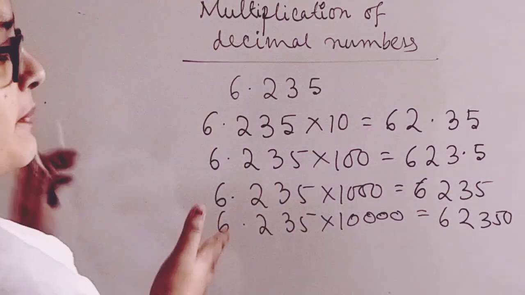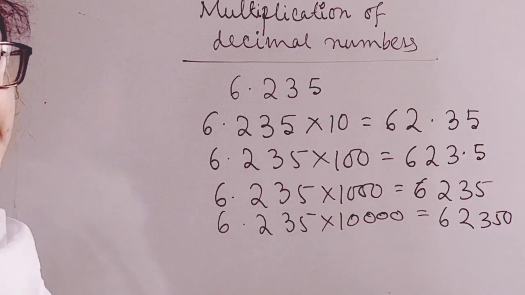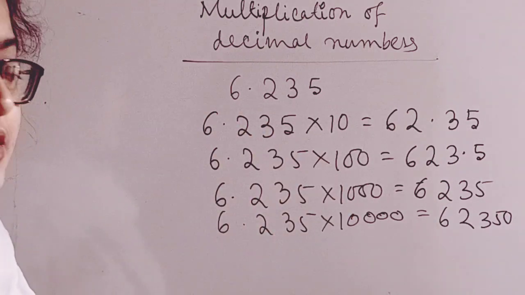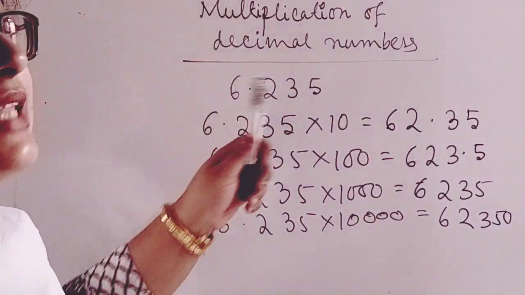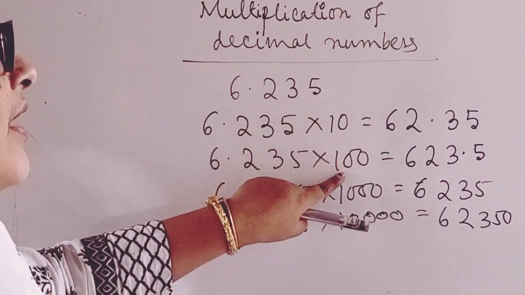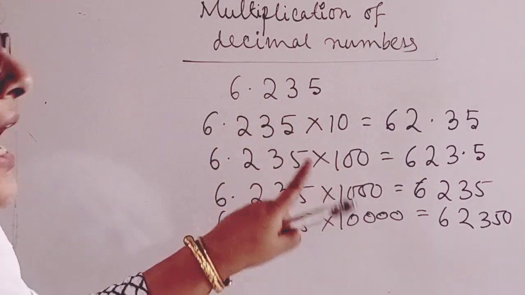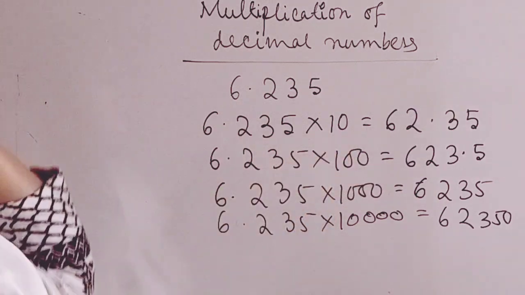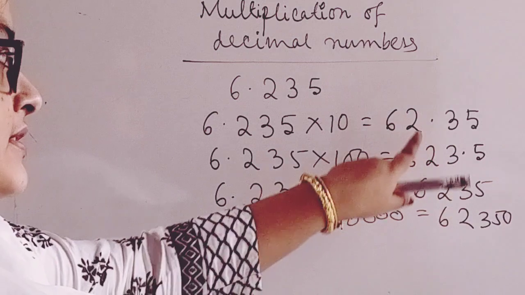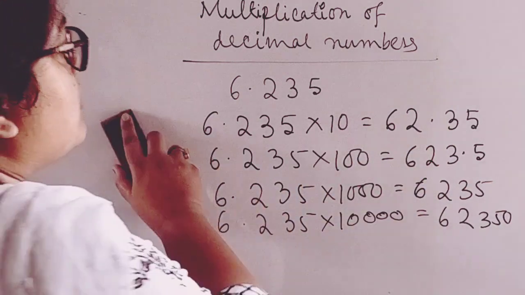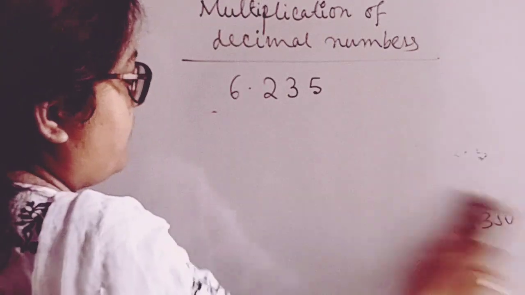So this is the procedure of multiplying a decimal number by an integer like 10, 100, 1000 and so on. Here we have seen that the multipliers are either 10 or 100 or 1000 or 10,000, and we have just counted the number of zeros in those numbers, shifted the decimal and directly written the answers, right? Now it will not always happen like this. Suppose the multiplier is of some other type.